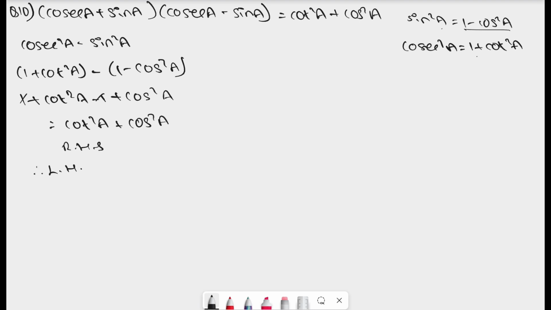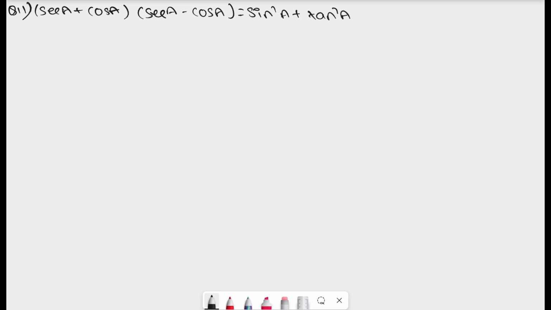Therefore, LHS is equal to RHS. So in question number 11 also we'll be having square terms, so here also we'll be using square relations. First let's simplify this LHS, which is in the form of A plus B into A minus B. So here we can write it as A square minus B square, which is secant square A minus cos square A.